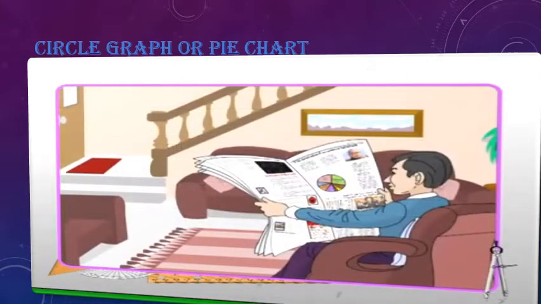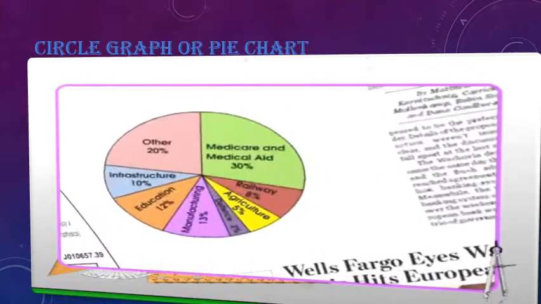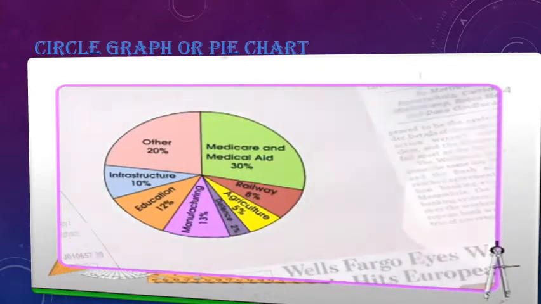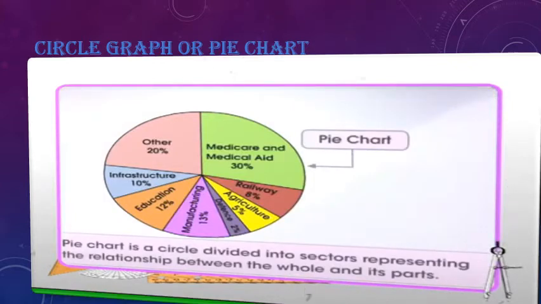Let's begin this module with an illustration. Mr. Kumar was going through the budget section of the newspaper. He comes across this chart depicting budget. This is a pie chart. A pie chart is a circular graph in which a circle is divided into a number of sectors.